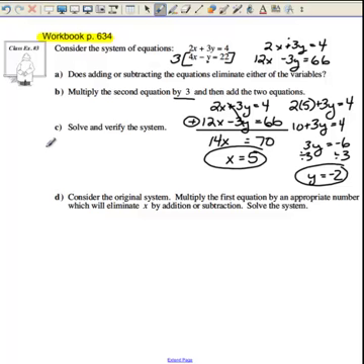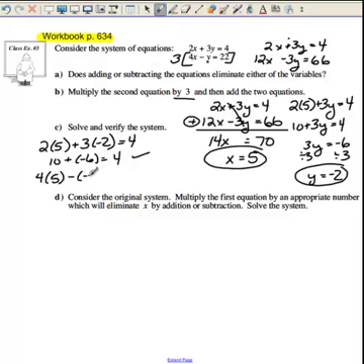And then let's just verify that answer. So 2 times 5 plus 3 times negative 2 equals 4. So that says 10 plus negative 6 equals 4. Yes, it does. And then the other one would be 4 times 5 minus negative 2 equals 22. So that says 20 minus a negative means plus 2 equals 22. And that's good.